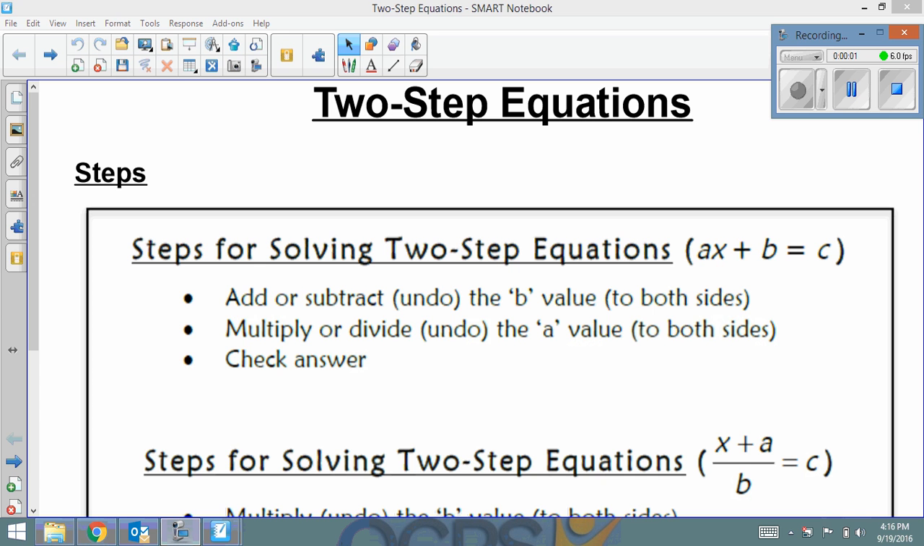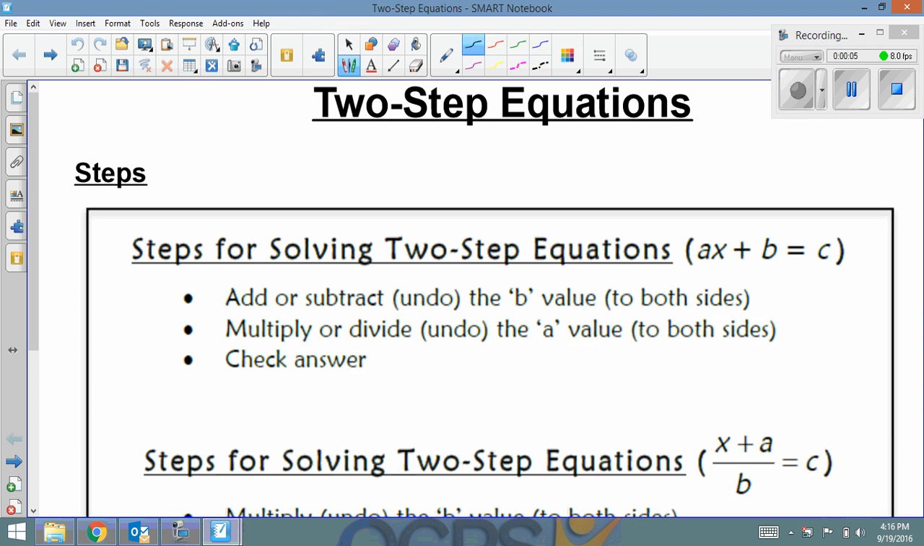So today we're going to talk about solving two-step equations. So there's two types. We have a type 1 that looks like this, where we have ax plus b equals c. And when we do that, we're going to add or subtract that b value to both sides. Then we're either going to multiply or divide that a value depending on what it is.